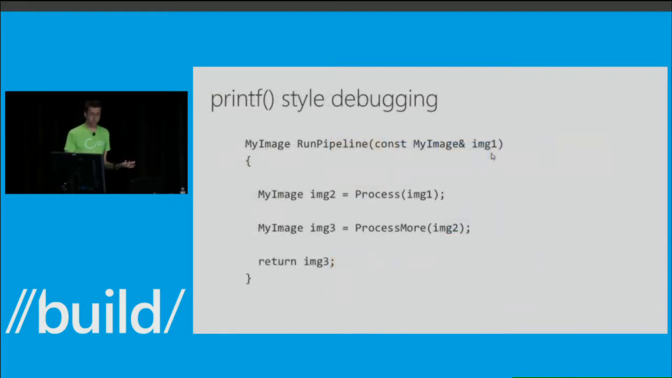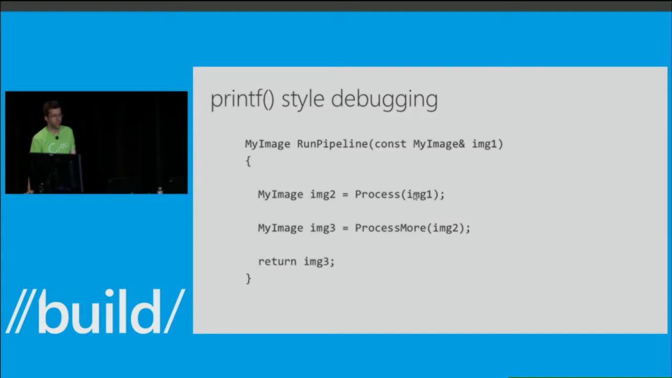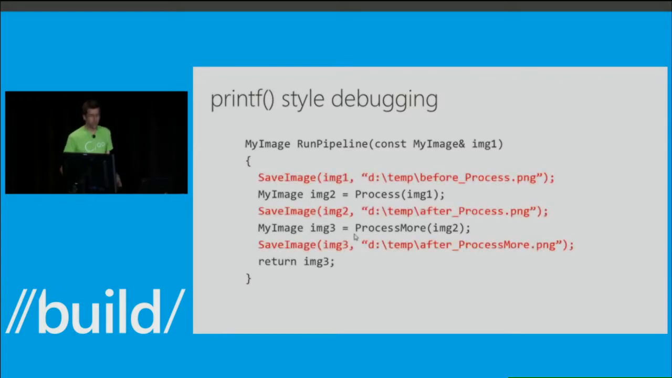And here's a way to do this. You could call it printf debugging or printf style debugging. So imagine this is your pipeline. It has two processing steps. Right? It takes an image here, then it processes it, produces image 2. It takes image 2, processes it some more, produces image 3, and returns image 3. Now, if you wanted to debug this, you could put code like this in here that essentially dumps the program state into an image file before and after every step.